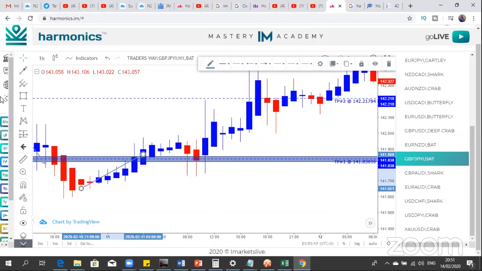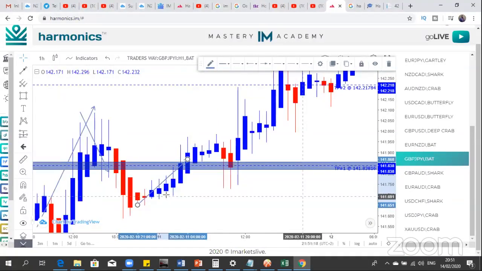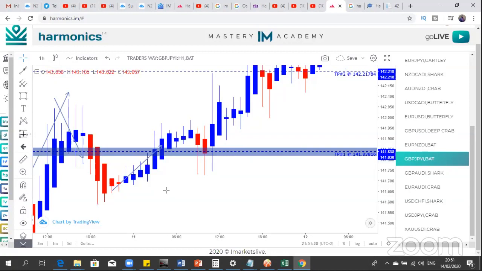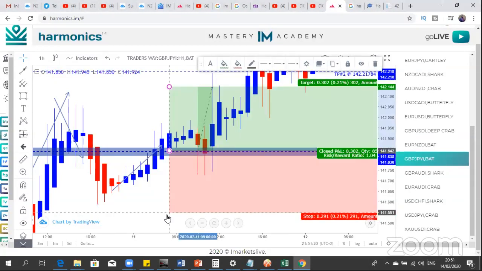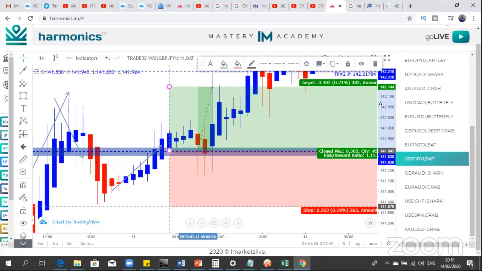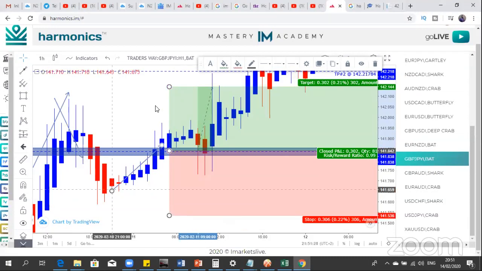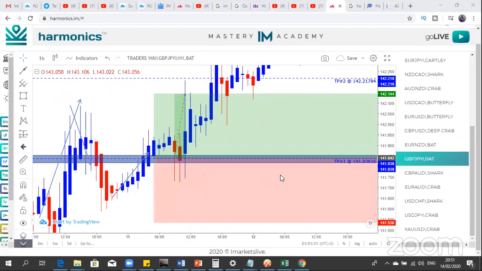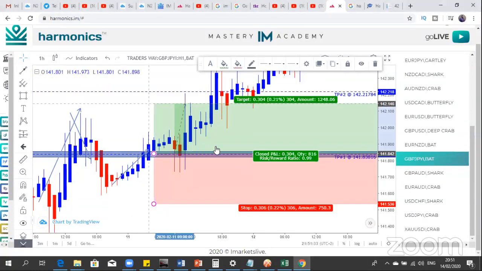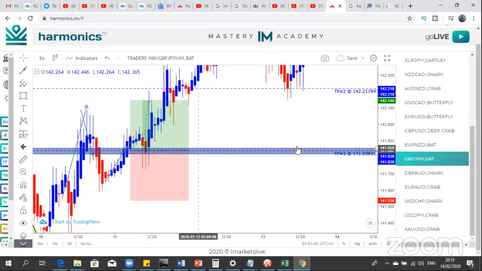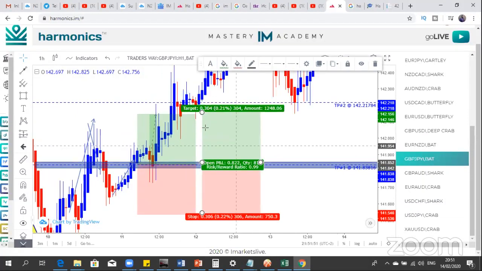TP2, 60 pips. You can see, conveniently, we did TP1 and we did TP2. Look at the wonders. It even went as far as 222 pips.